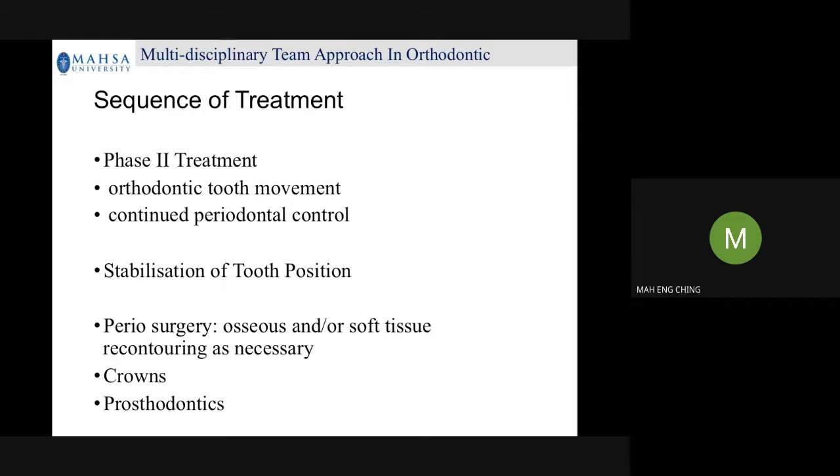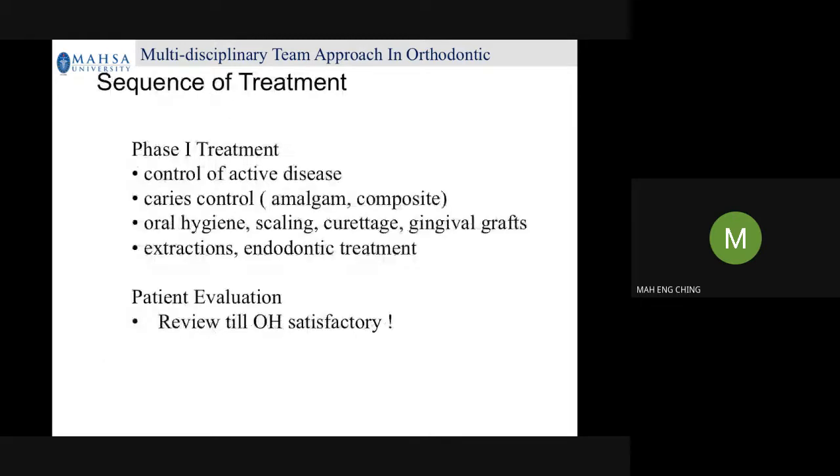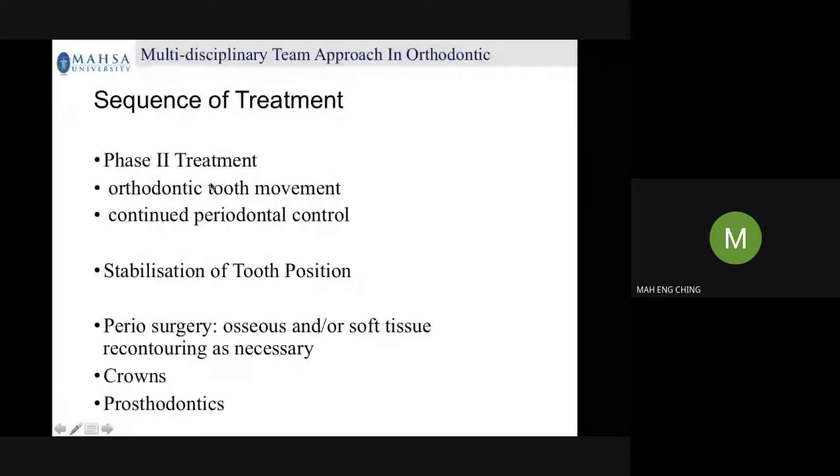Then sometimes you can do some soft tissue graft or recontouring if necessary. And after they control this perio disease, then you can send for the restorative department. They can do crown, bridge, or sometimes even implant. So you see, the first treatment is always control the disease. So ortho only comes later, provided the disease is controlled.